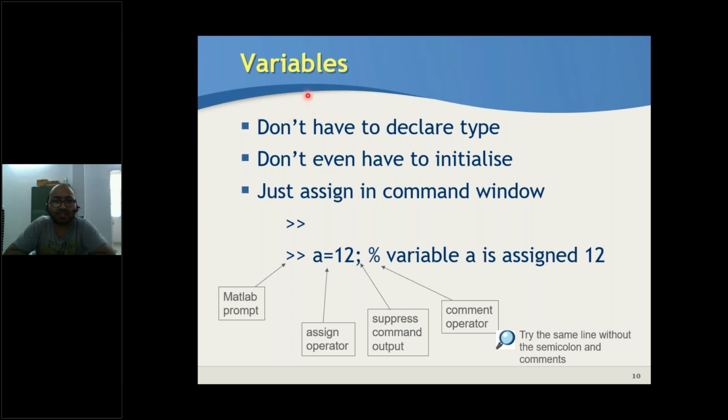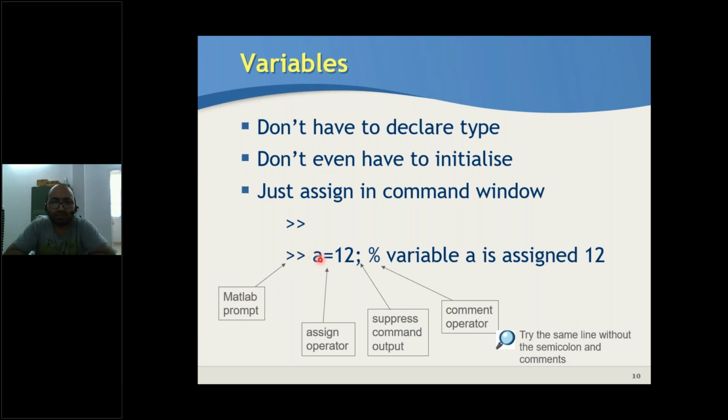Now these are the features or advantages of MATLAB. You do not have to declare the data type of the variable. You do not have to initialize that variable. Just assign in the command window like this: a equals 12 semicolon percent sign, variable a is assigned 12. The meaning of this is, this double arrow represents the MATLAB prompt, meaning at this prompt you are allowed to write any command.